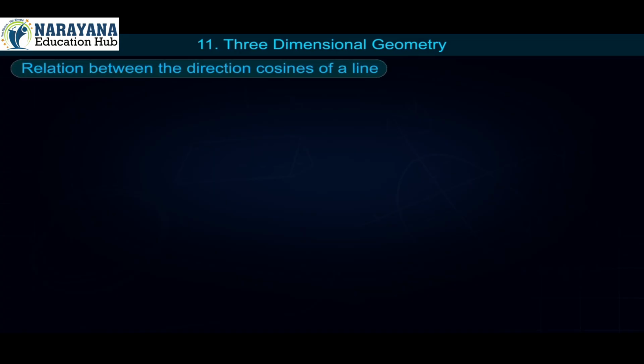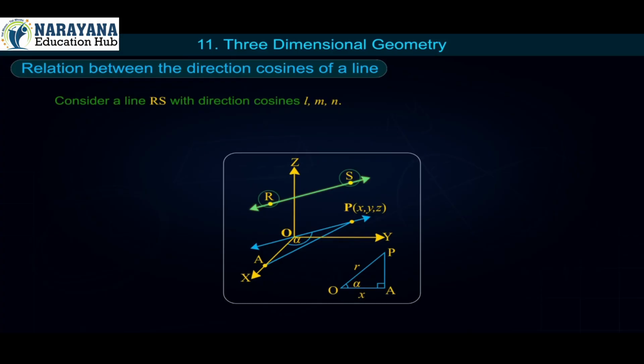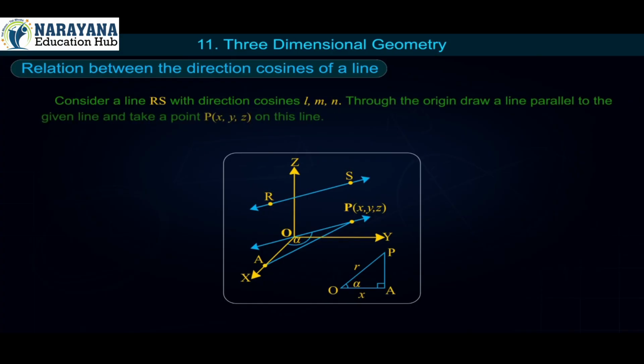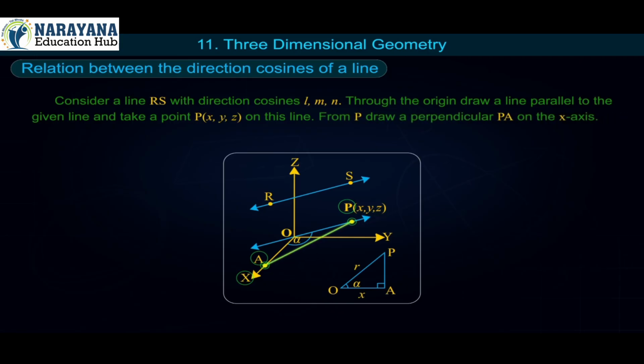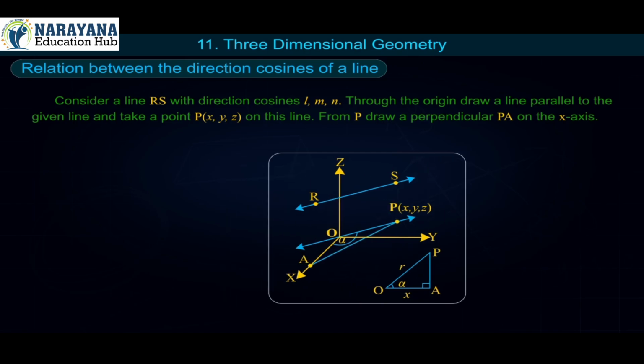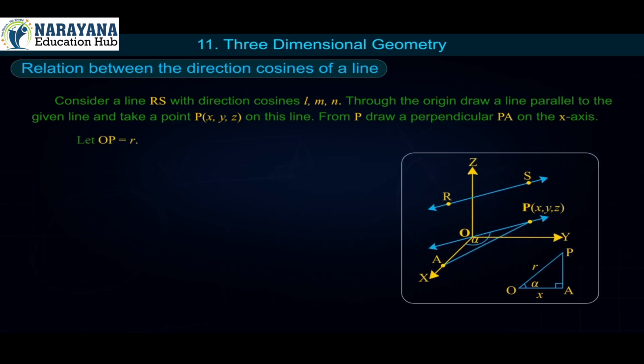Relation between the direction cosines of a line. Consider a line RS with direction cosines l, m, n. Through the origin, draw a line parallel to the given line and take a point P(x, y, z) on this line. From P, draw a perpendicular PA on the x-axis. Let OP be equal to r. Then cos alpha is equal to OA upon OP, which is x upon r. This gives x = lr. Similarly, y = mr and z = nr.